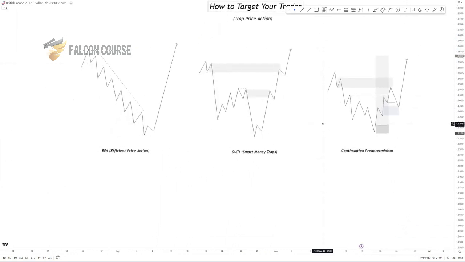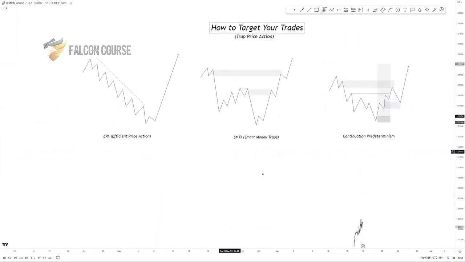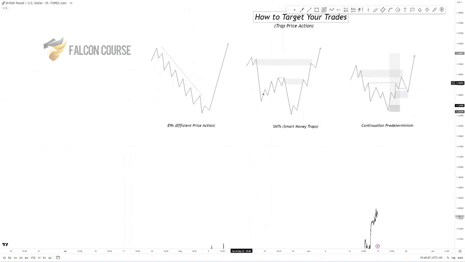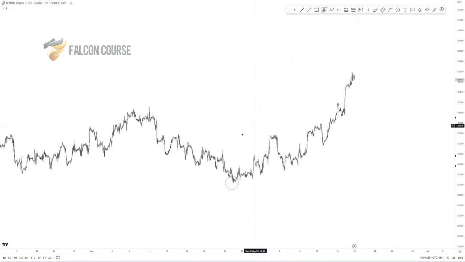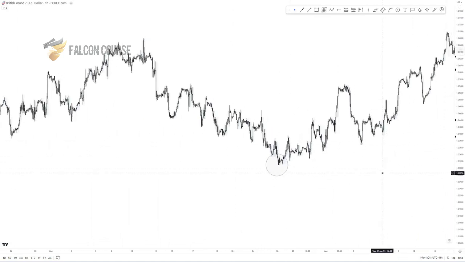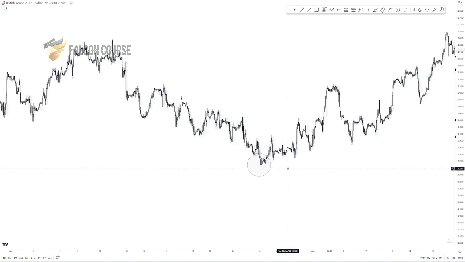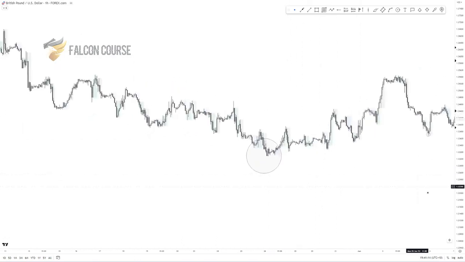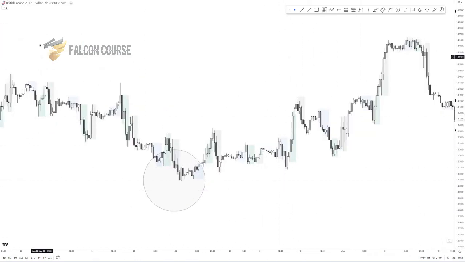Okay, let's look at some examples. We'll try and follow EPA and smart money traps basically. We're on the 1 hour. Let's look at this one first. So just have the mindset that we're in a trade here. We're already in a trade, and we're like, okay, where do I target? And you're not sure where to target. So we'll start from the bottom here. Let me turn off these sessions.